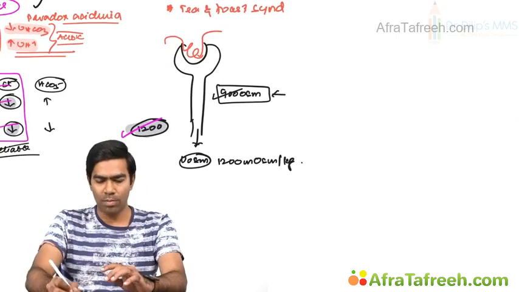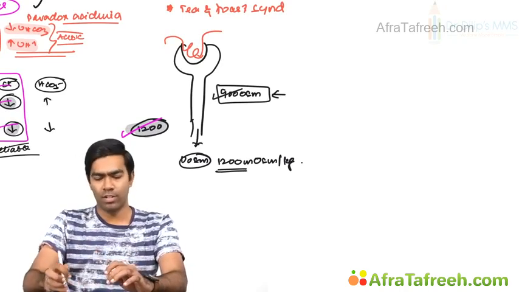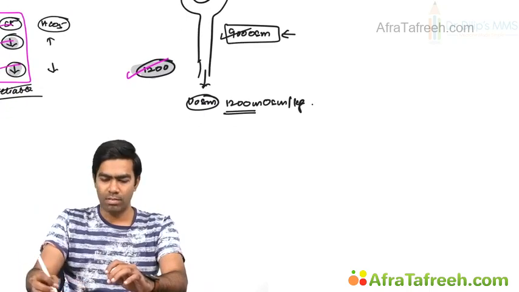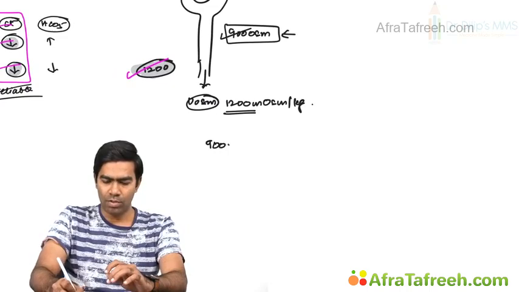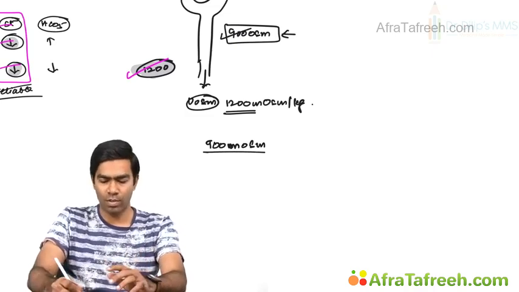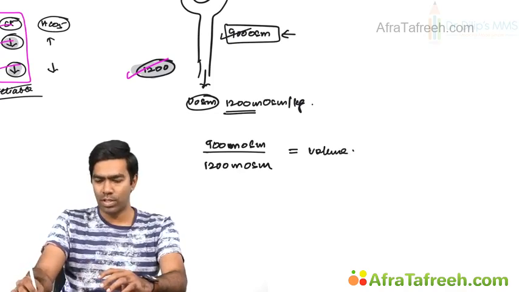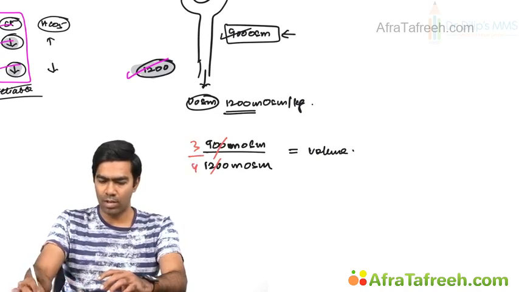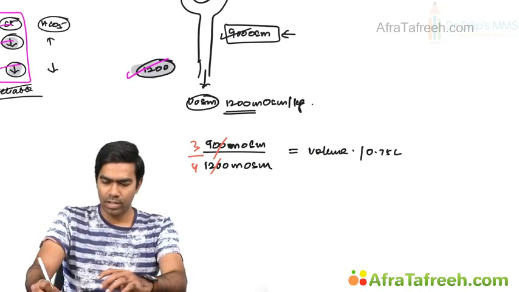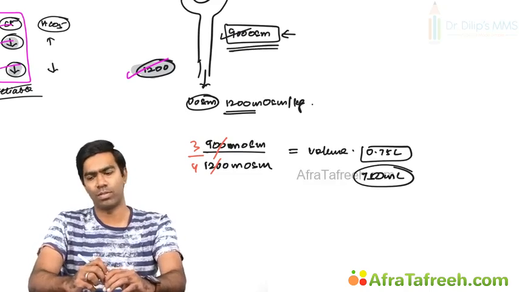So if you want to excrete this normal solute load with the least amount of water, how much water do I need? It's very simple. It will be the solute load, that is the amount of solute, 900 milliosmoles, divided by the concentration of the urine, that is 1200 milliosmoles per kilogram. That is going to give the volume of the urine. Clear? Once I cross out, it will be 3 out of 4, which is 0.75 liters. This is the minimum amount of urine I should produce to excrete this solute load of 900 milliosmoles, 750 ml.